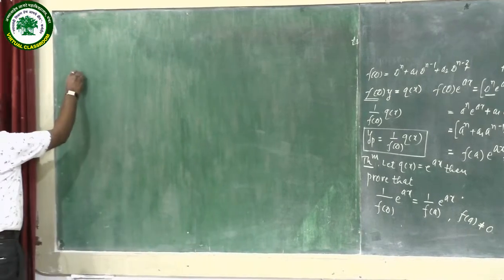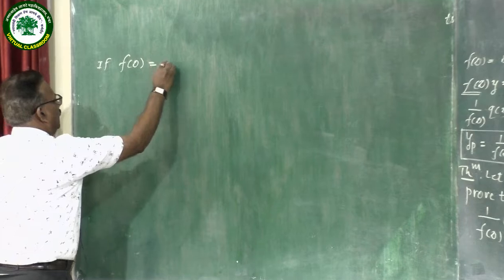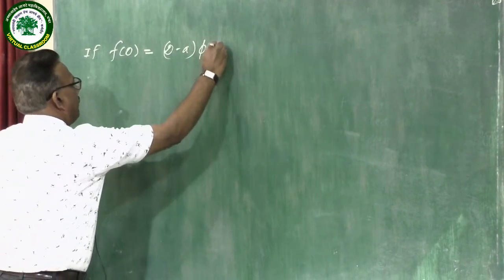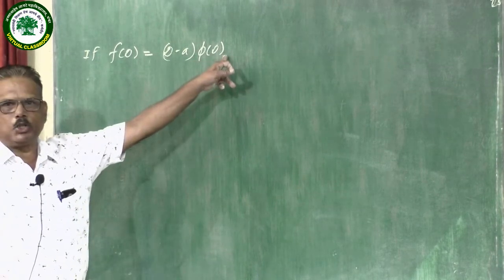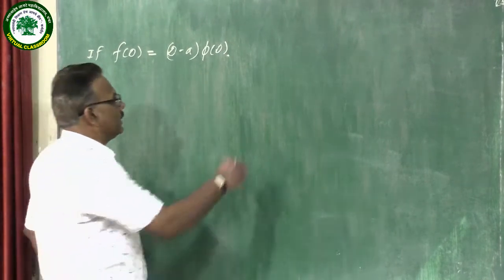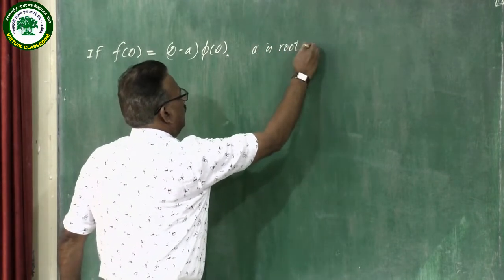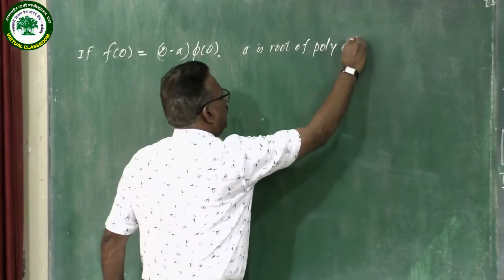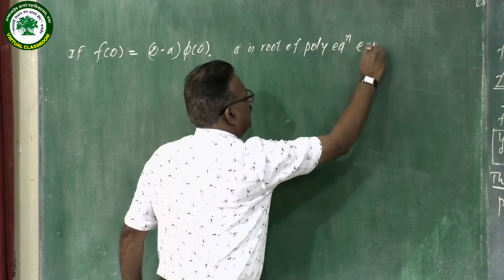Now if f of D is equal to D minus a into phi of D, what will happen? If D is equal to a, this part will be directly 0. This means a is a root of the polynomial equation.